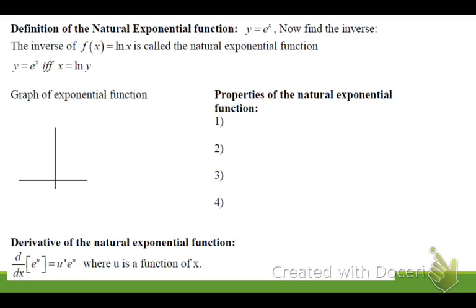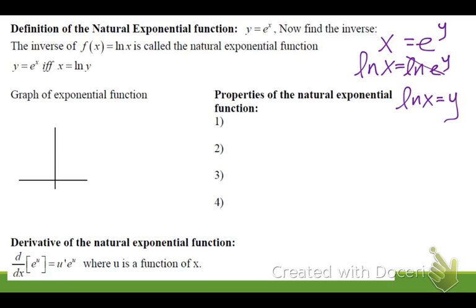The definition of the natural exponential function is y equals e to the x. So that's the inverse of y equals ln of x. If you were going to find the inverse of the function, remember, in order to find the inverse, you just switch x and y. So I could switch: x equals e to the y, and then solve for y. How would I solve for y in that equation? Take the natural log of both sides. So ln of x equals ln of e to the y, and then this e to the y cancels. So I have ln of x equals y.